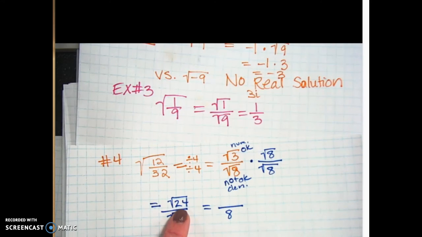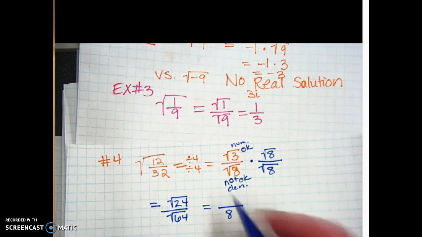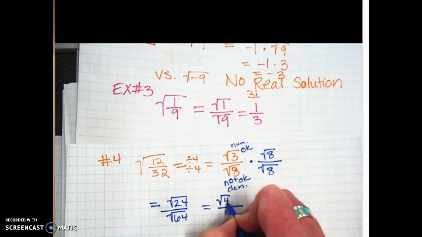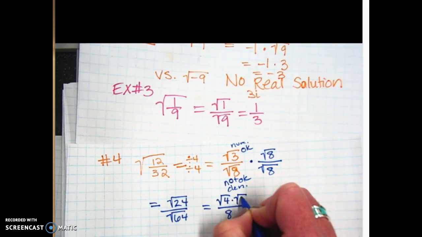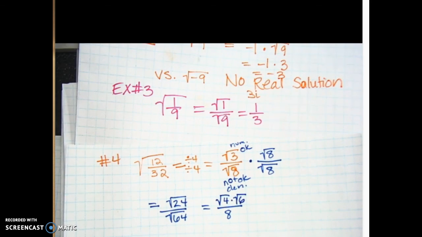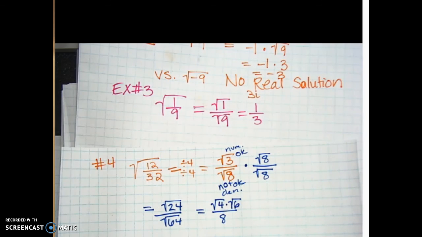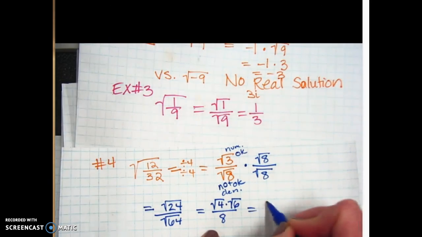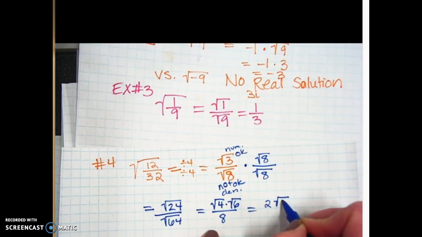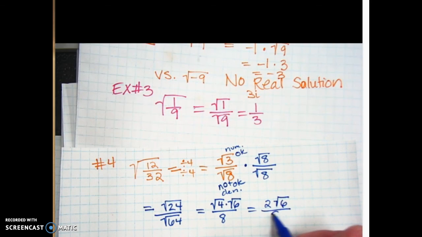Are there any perfect square factors of 24? Yes. It's the square root of 4 times the square root of 6. So if you can recognize it, great. If you can't recognize it, then do a prime factorization tree and see if you can figure it out, okay? So the square root of 4 is 2. So this is 2 rad 6 over 8.